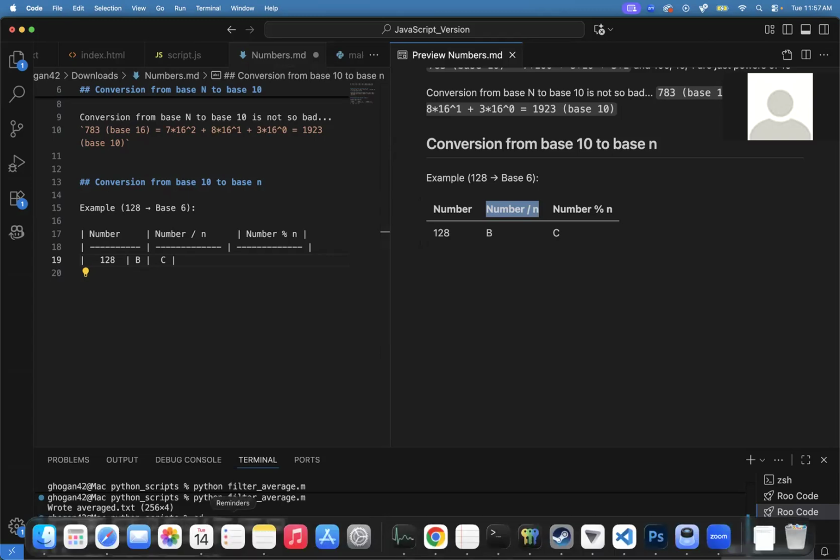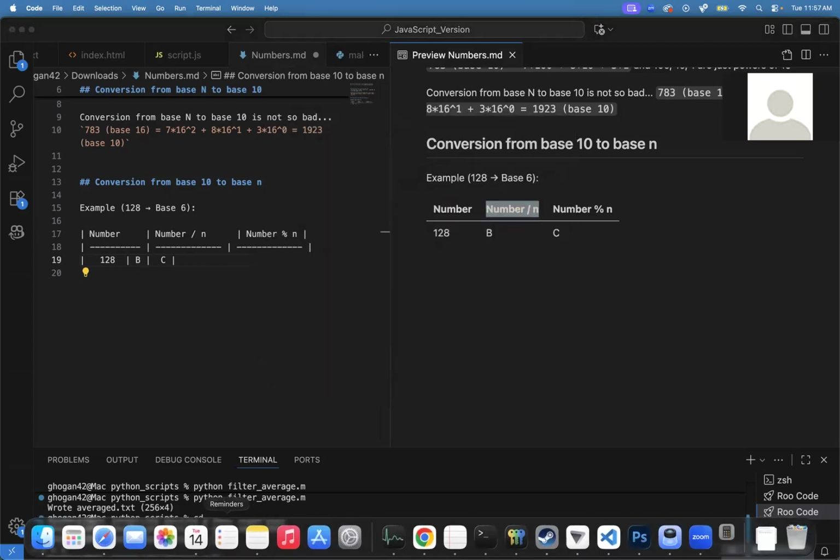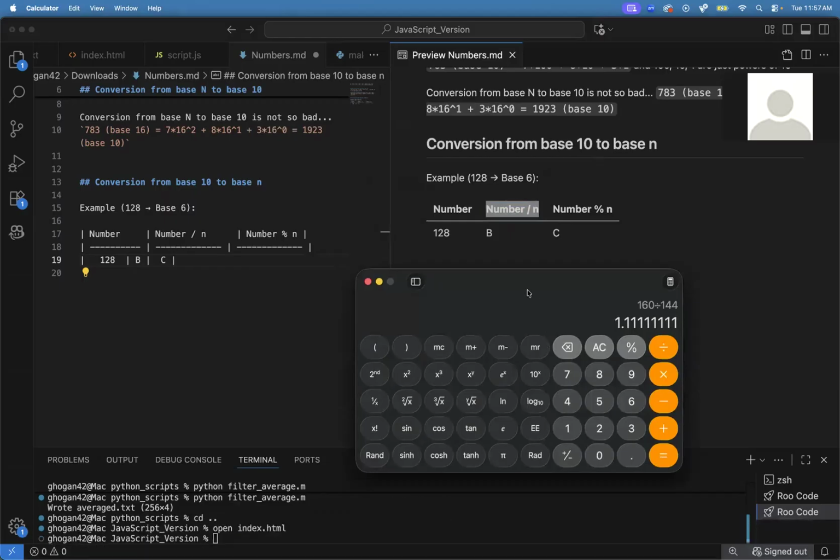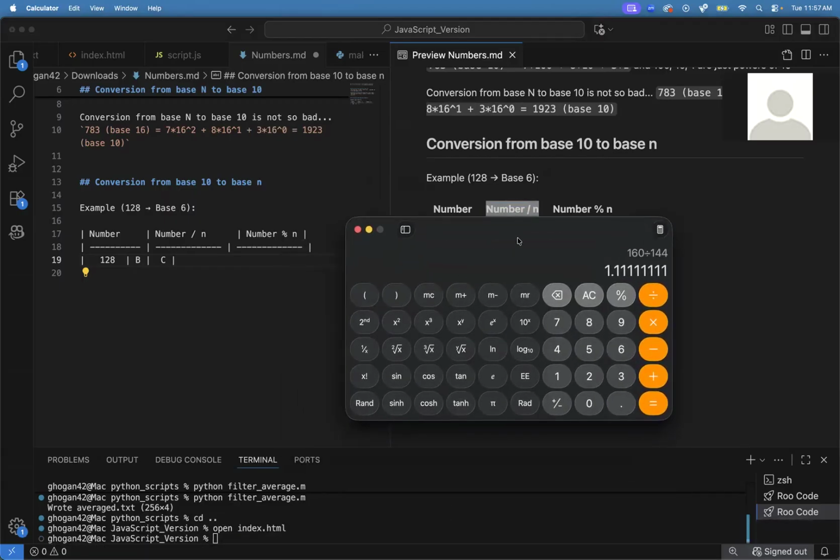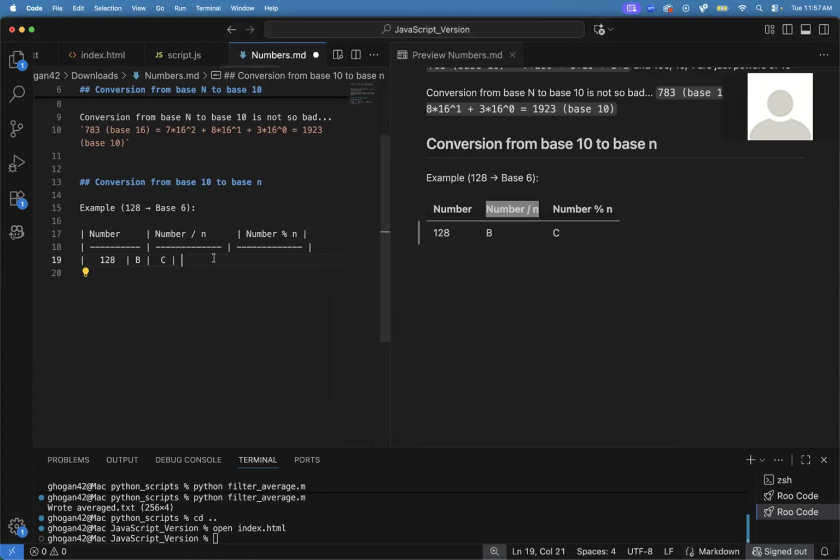So I'll grab a calculator, which I suppose we have, and we'll do it with this calculator. Although I don't see how we can do modular arithmetic, so we'll have to do it the old school method. So first thing we'll do is take the 128 and divide it by 6. So you go 128 divided by 6, and we get that that's 21 point something, right? So for the number divided by n, you put the 21 there. And then you have to find the remainder.